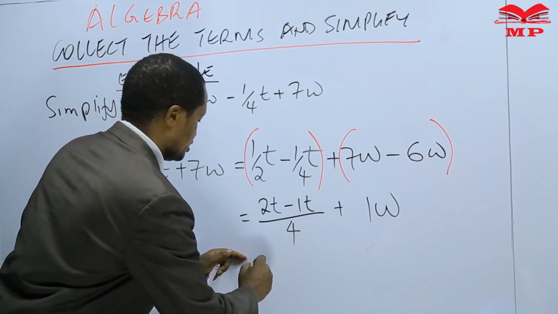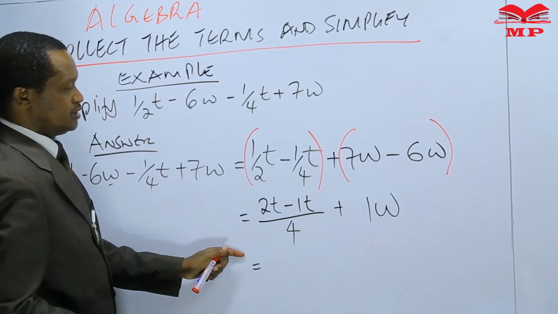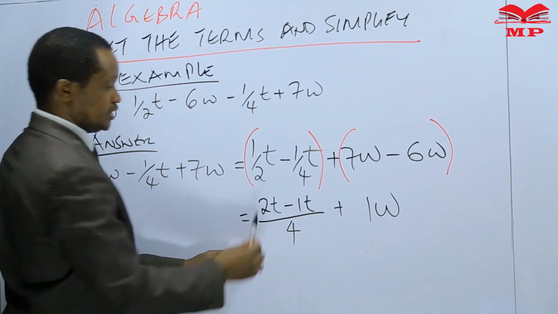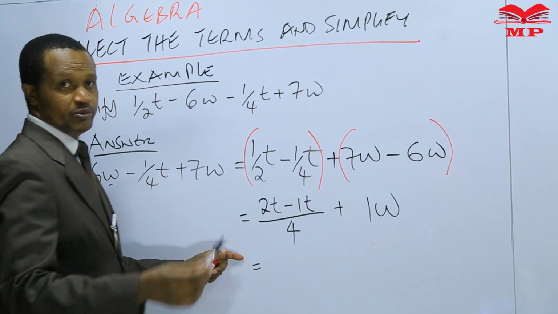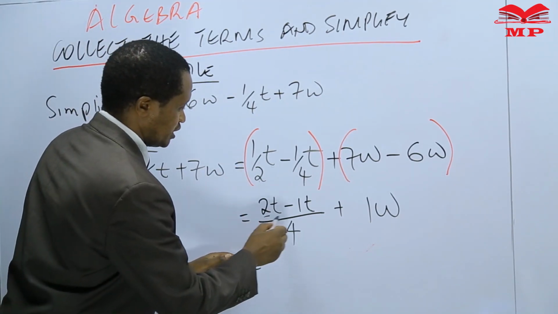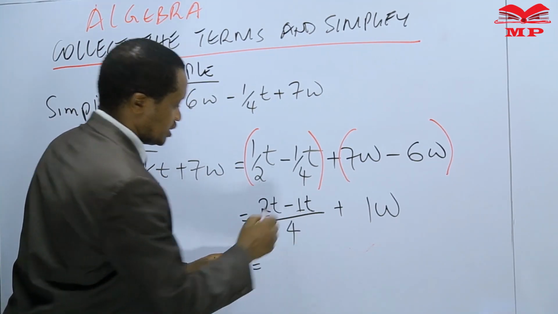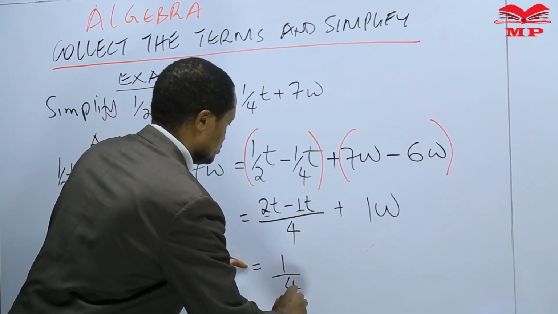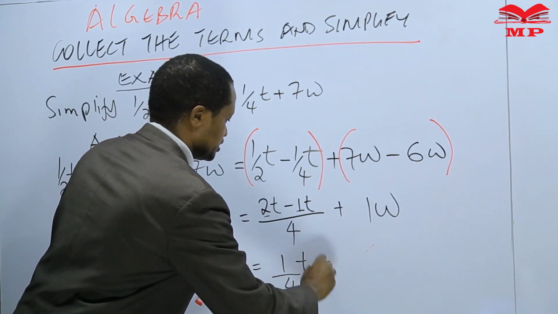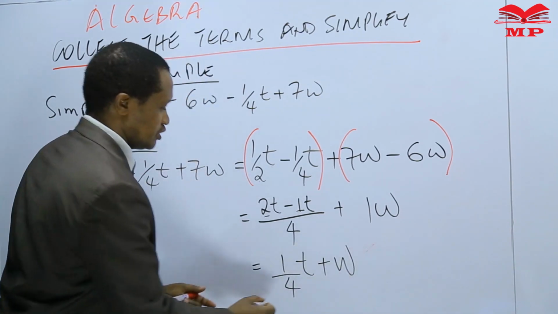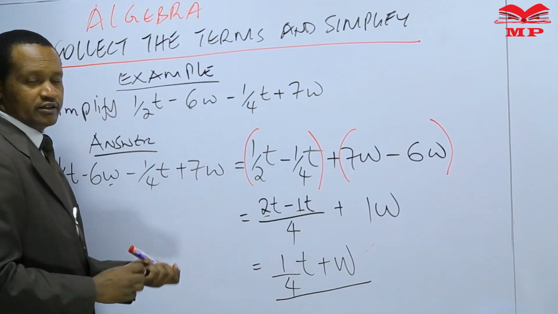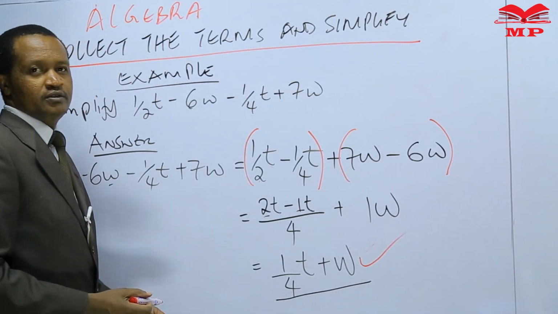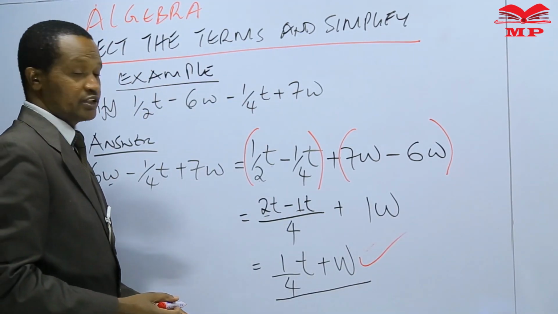Then we come down here and minus 1t from 2t. The answer will be 1. 2 minus 1 is 1. So we write 1 over 4 t plus w. So this is the answer. Correct. Have you understood, learners?